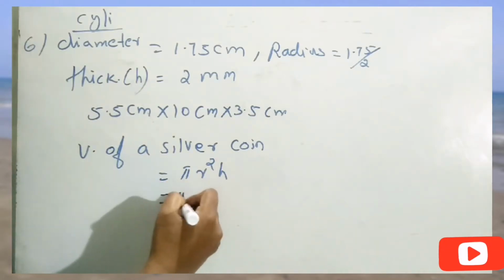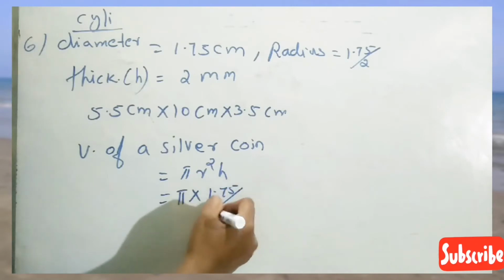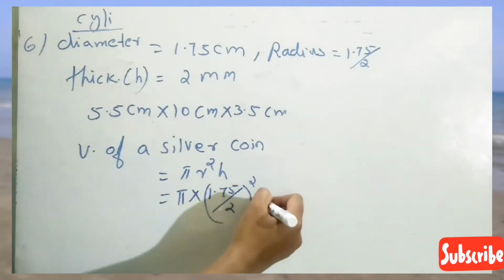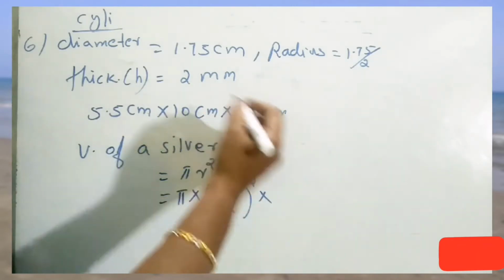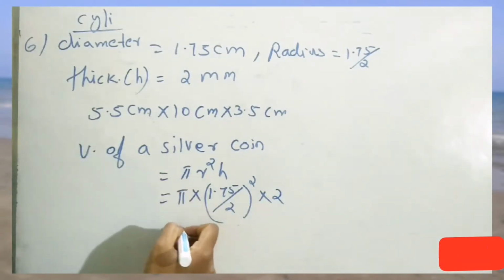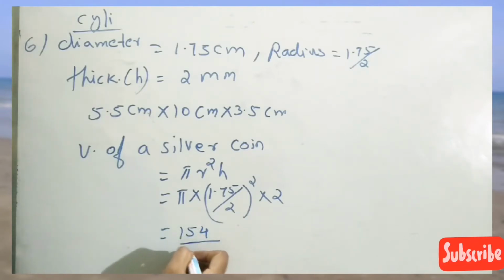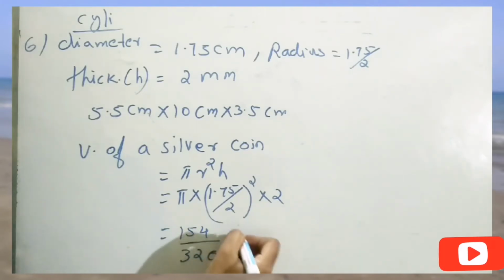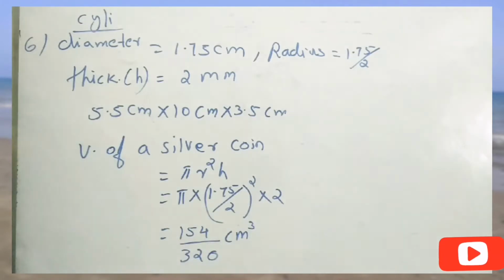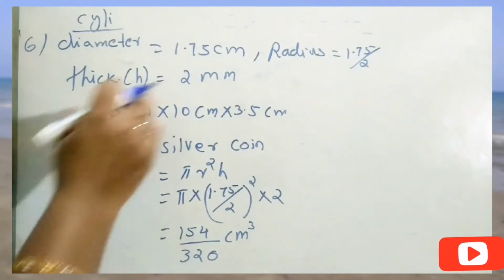Now substitute the values. Pi into (1.75 divided by 2) all square into 2, and this is equal to 154 divided by 320 centimeter cube. Next step, we will substitute pi is equal to 22 by 7.